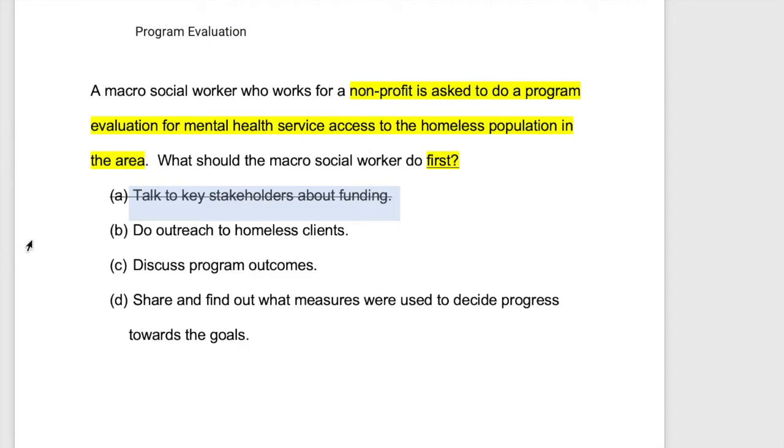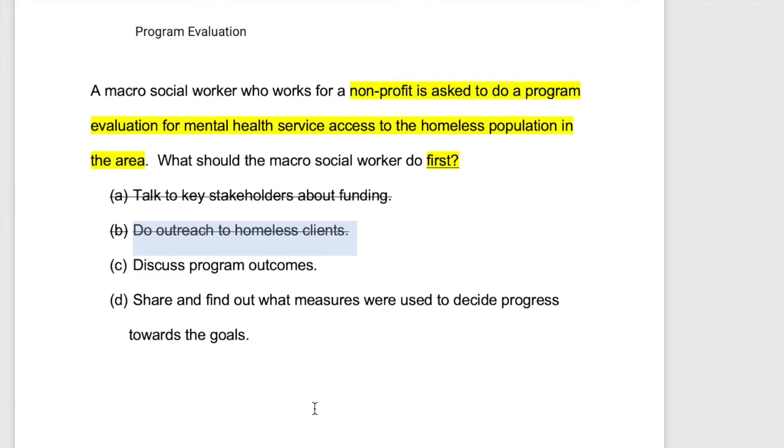Option B, do outreach to homeless clients. Okay, so again, this is not something that would be the very first step, because we want to take a look at how this has already been done. If this was one of the steps being taken, like one of the goals during the initiation of this program, then we're going to want to evaluate that. So we don't actually want to do that, because we're evaluating what happened with that. So that's not going to be the correct answer.